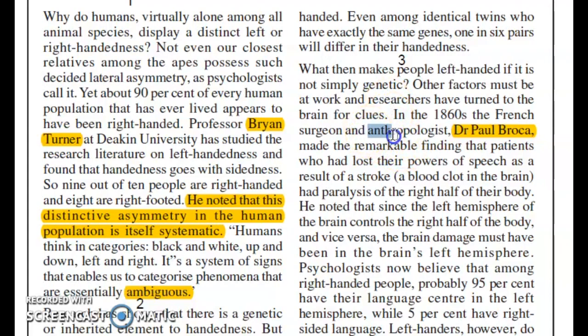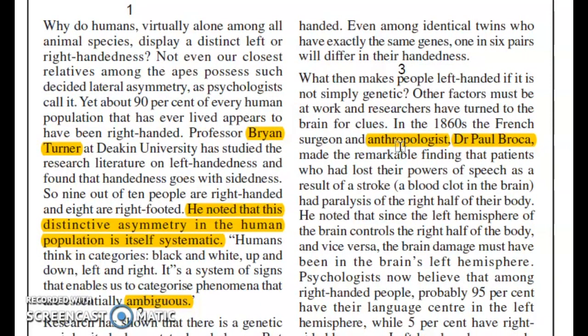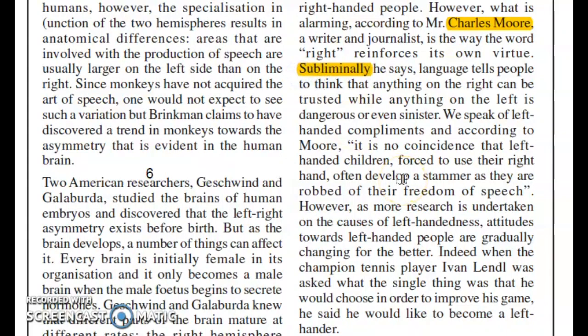Our next word is anthropologist. This word is made up of 2-3 roots: anthropo, logy, ist. Anthropo means mankind. Logy means study. So anthropology means study of mankind, and anthropologist is the person who does the study of mankind. Our next word is subliminally. Subliminally is an adverb. The thing we say without perception, that is said subliminally.